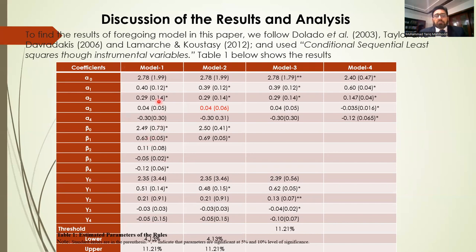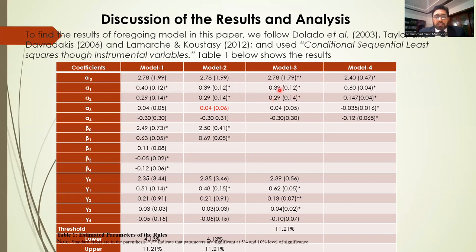So alphas are the values of the coefficients when the values are above the upper threshold level. And in this model, we can find that alpha 1, which is the coefficient of interest rate inertia or the interest rate smoothing parameter, is roughly stable in all the first three models. This can be seen: this is 0.4, 0.39, which is also somehow 0.4, and this is also the same. So it is stable.